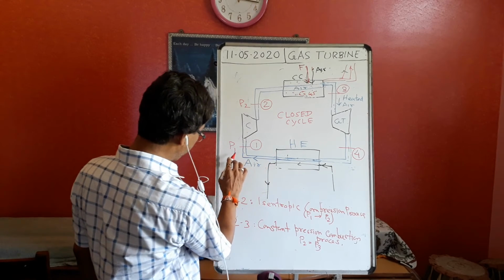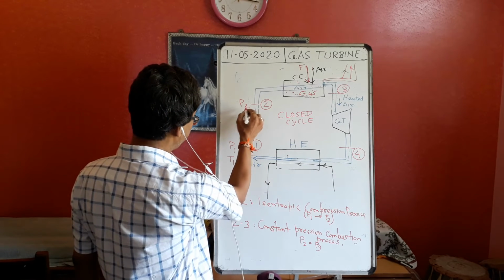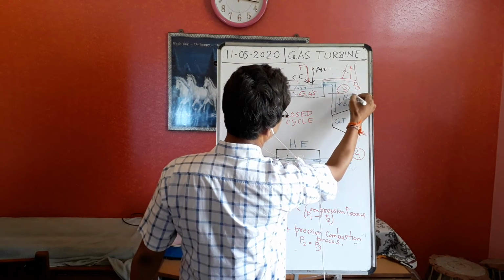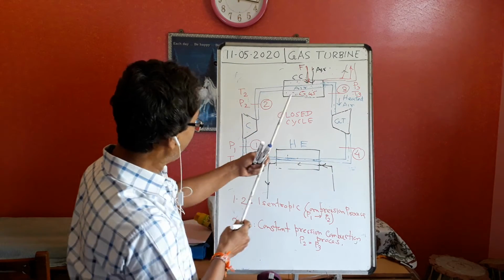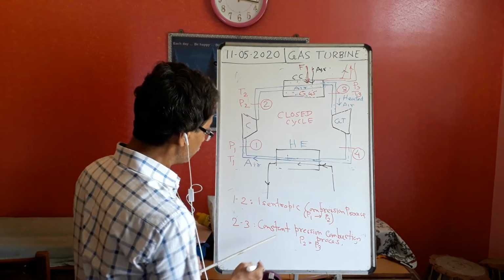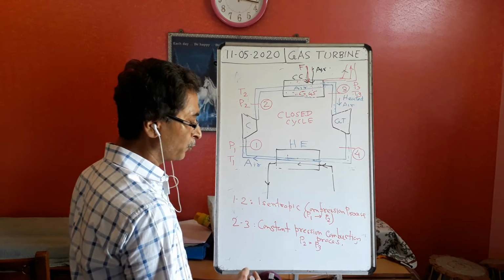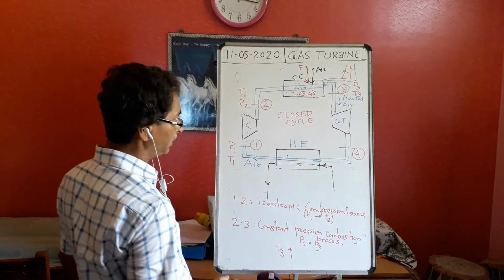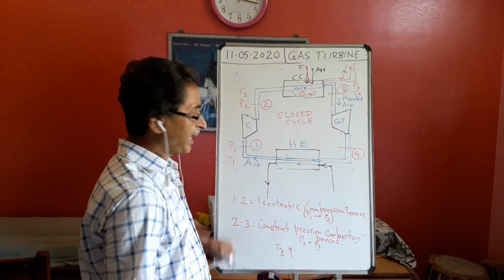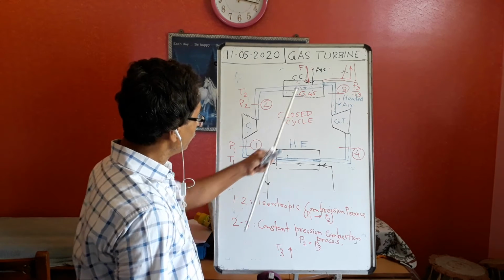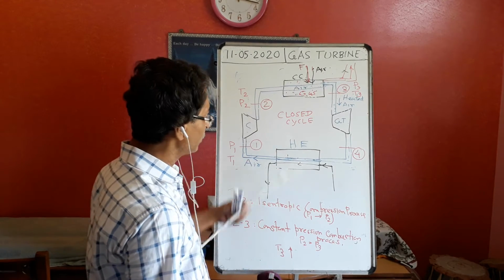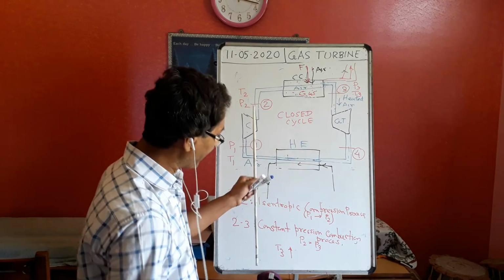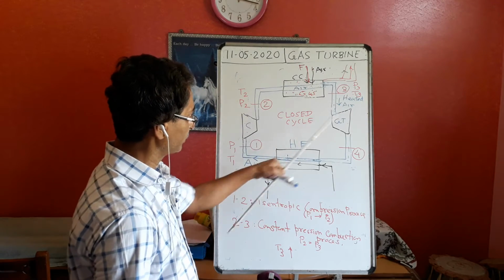Suppose here P1 is the pressure and T1 is the temperature, here P2 is the pressure and T2 is the temperature, and here P3 is the pressure and T3 is the temperature. Due to the firing, temperature rises. T3 increases highly, because there is an exothermic reaction inside the combustion chamber. Fuel transfers its chemical energy, so air temperature rises. So T3 increases, but pressure remains the same. This is the combustion process.